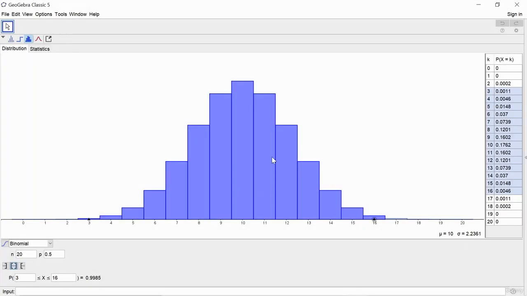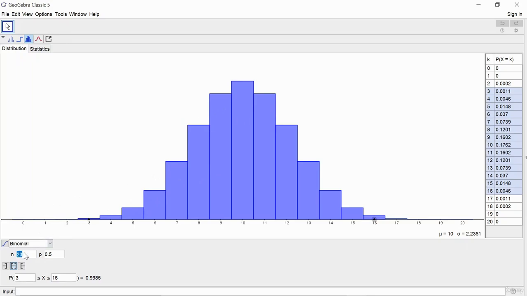Here in GeoGebra, I've plotted a histogram of a binomial distribution where n is 20 and the probability is 0.5. What you can see is the shape looks really similar to the normal distribution. It's not exactly a normal distribution because it is a discrete distribution. If you have 20 trials, you can only get 0 or 1 or 2 or 3 or 4 or 5 or so on successes, but certainly the shape looks pretty good.